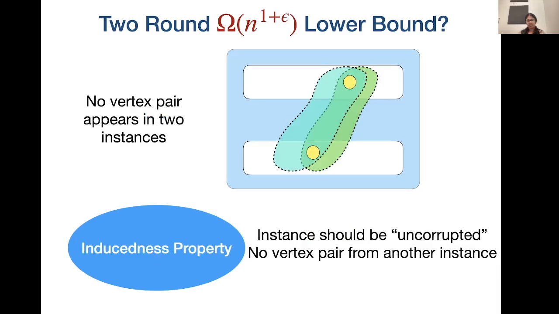The last thing we need is that these instances should be uncorrupted in a graph theoretic sense. That is, no pair of vertices can appear in two different instances because if they did, these players may collectively try to solve these instances together. We want these instances to be disjoint graph theoretically. We'll call this the inducedness property from now on.